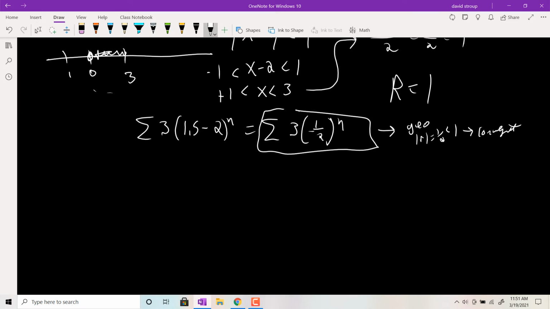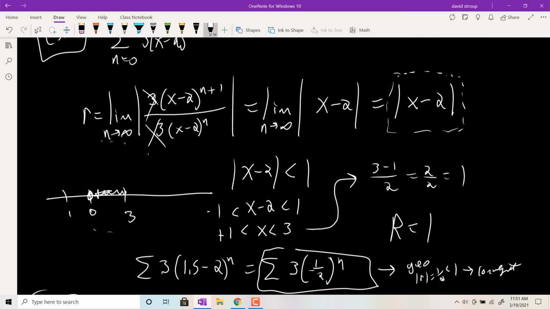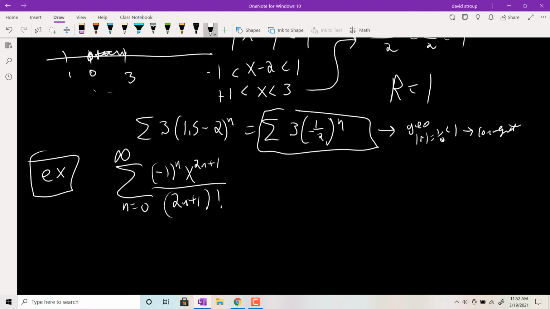Okay, let's look at the last kind of version. So we looked at one where nothing is basically convergent except the center. The second one, there's an interval of convergence. The third one, it'll be infinitely convergent. And we have the summation of (-1) to the n times x to the 2n plus 1 all over (2n plus 1) factorial. And we're going from n equals 0 to infinity.